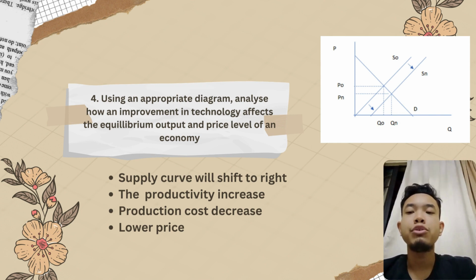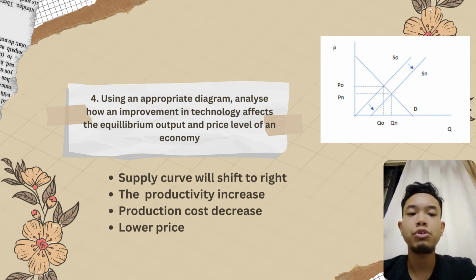Number 4, using an appropriate diagram, analyze how an improvement in technology affects the equilibrium output and price level of an economy. So, based on the diagram, the supply curve will shift to the right, hence the equilibrium output will increase and the price level will decrease. Improvement in technology leads to an increase in production. With reduced production costs, the demand will increase and the price will decrease.